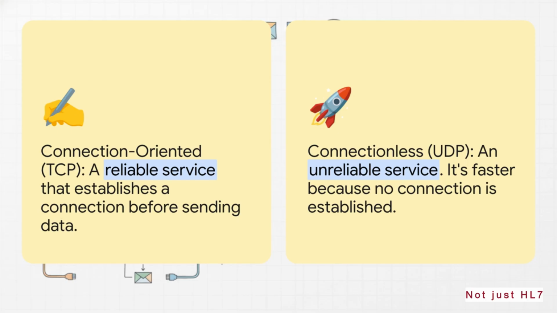So you use TCP for things like web browsing or file transfers, where every single bit has to be perfect. And you use UDP for things like online gaming or video calls, where speed is everything, and a dropped packet here or there is way less noticeable than lag.